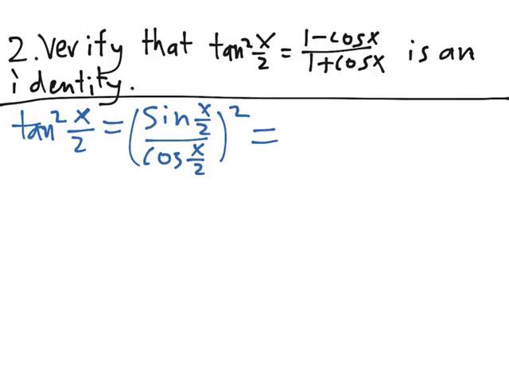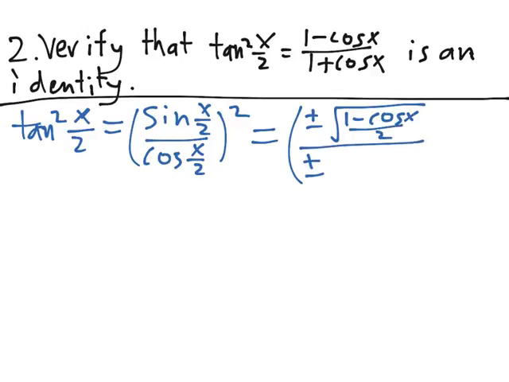Now we can use the half angle formulas. We know that sine of x over 2 is equal to plus or minus square root of 1 minus cosine x over 2. And then we know that cosine x over 2 is plus or minus the square root of 1 plus cosine x over 2. And then this is squared. Since we're squaring this expression anyways, we don't need to worry about the plus or minuses.